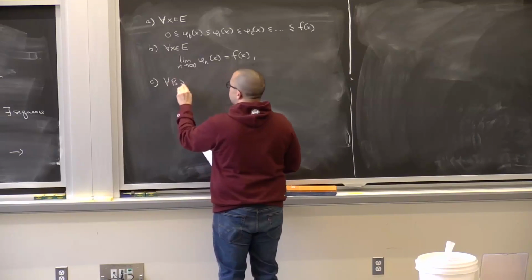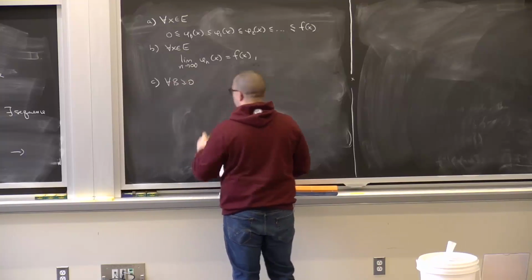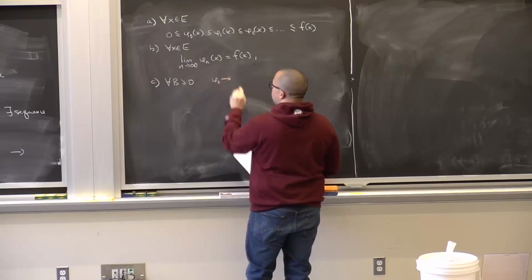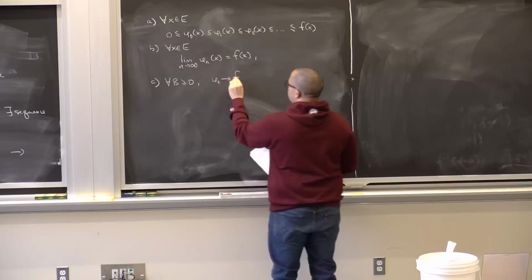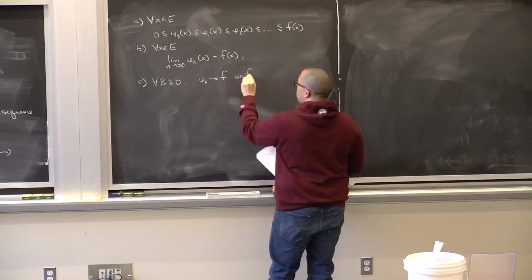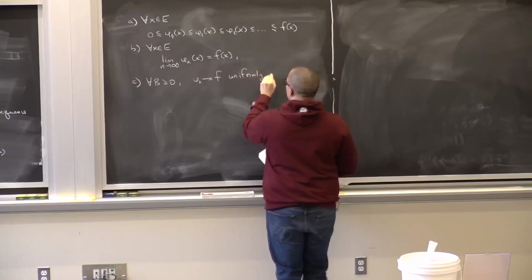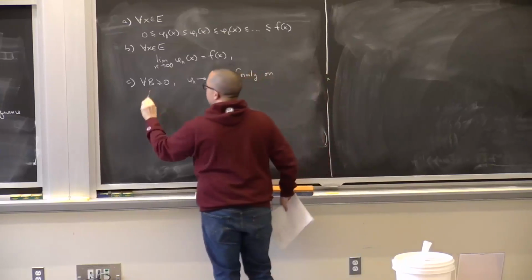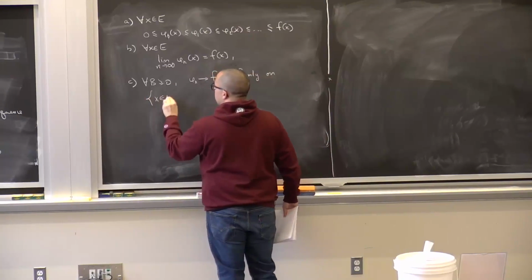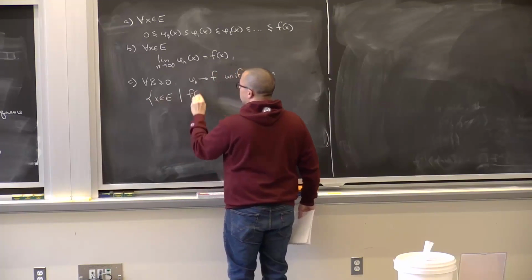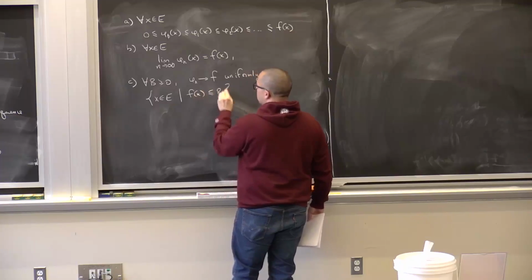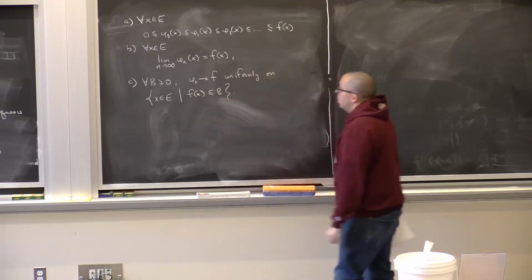For all b bigger than or equal to 0, the sequence phi n converges to f uniformly on the set where f is bounded. Okay?